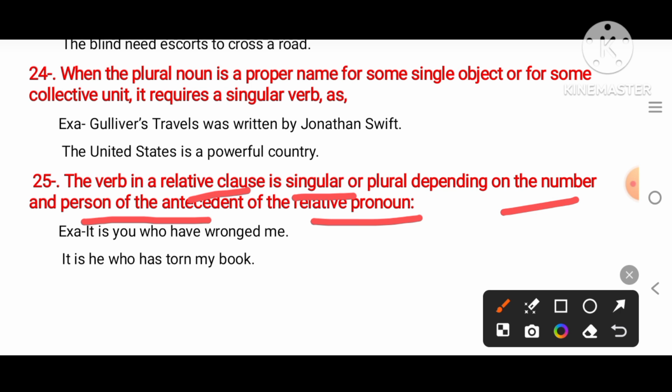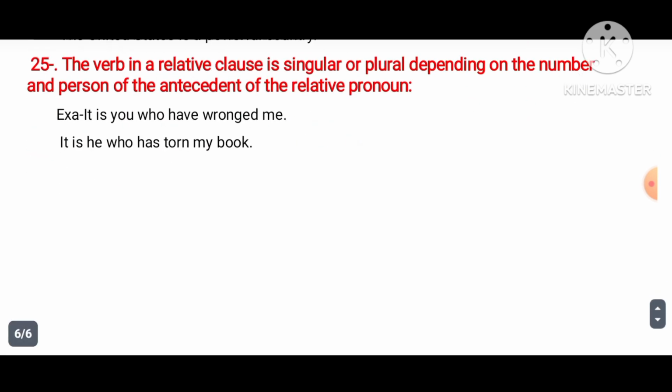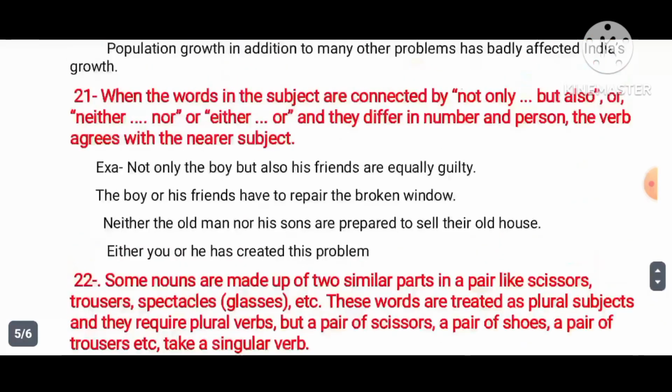So look at this. It is you who have wronged me. Here with you, we will use have. Okay, it is he who has. With you, always we use a plural verb here. With you we use a plural verb, but he is singular, so use a singular verb. Okay, so my dear students, I think all of you understand this.